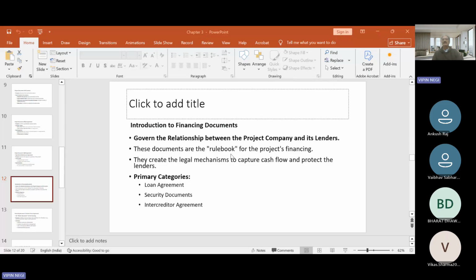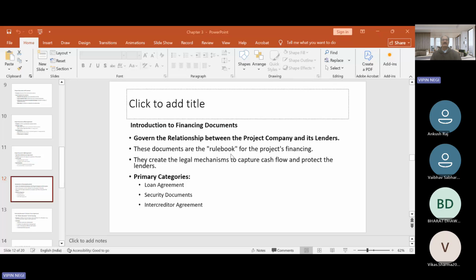Hello, students. Once again, I am back after taking this short break of 2-3 minutes. So let's continue with this topic of structuring the project. We are doing the structuring of a project. That is today's topic, the second chapter we are doing.